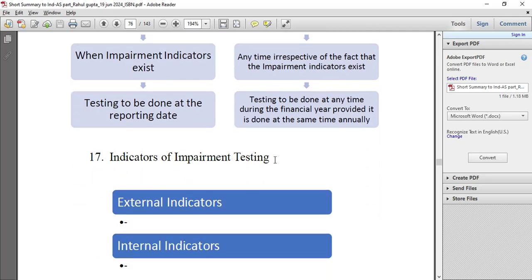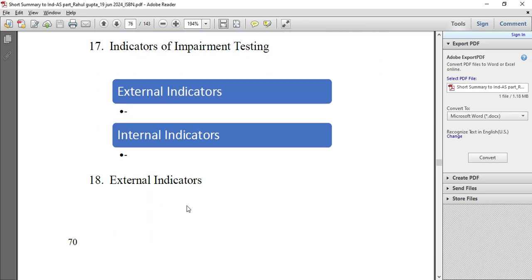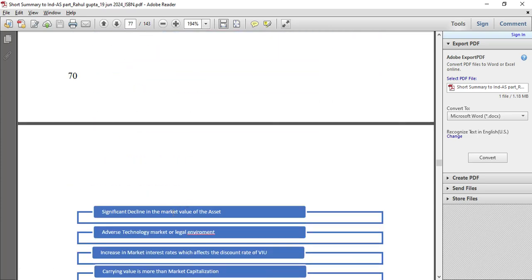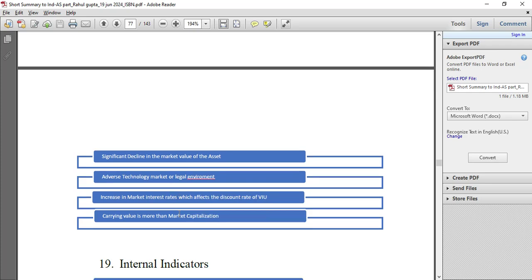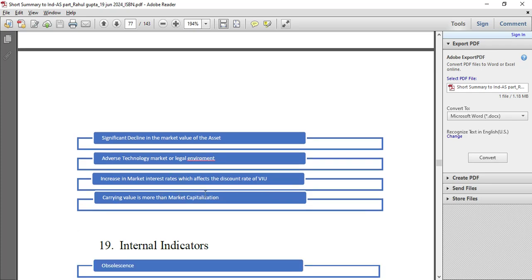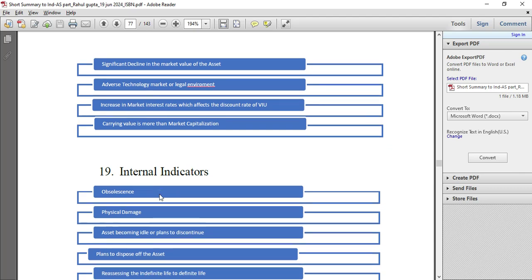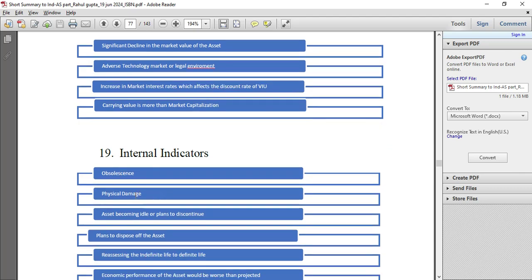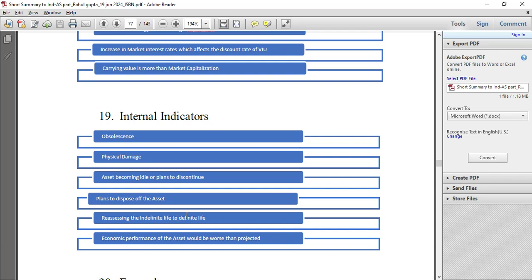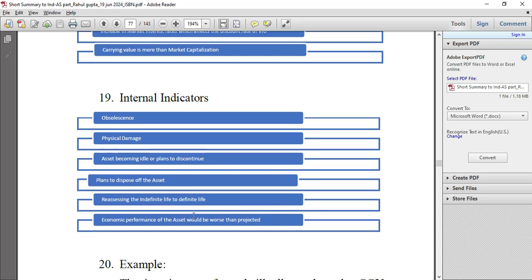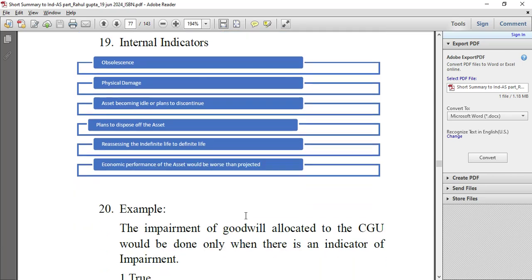Indicators of impairment testing: external indicators and internal indicators. External indicators: significant decline in the market value of the asset, adverse technology, market or legal environment, increase in market interest rates which affects the discount rate of VIU, and carrying value more than market capitalization. Internal indicators: obsolescence, physical damage, asset becoming idle or plans to discontinue, plans to dispose of the asset, reassessing the indefinite life to definite life, and economic performance of the asset being worse than projected.